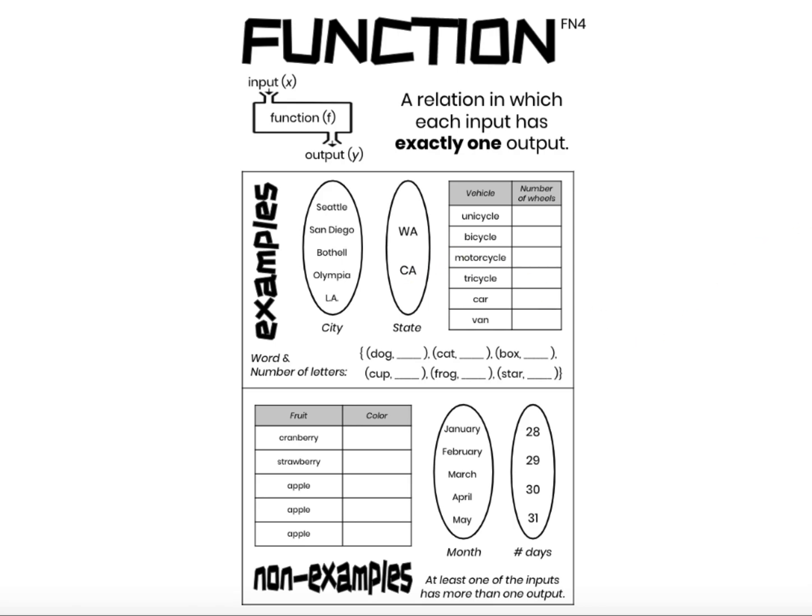Exactly one. Let's highlight that. Circle that. Bold it. Exactly one. Circle, bold, highlight. Exactly one output.